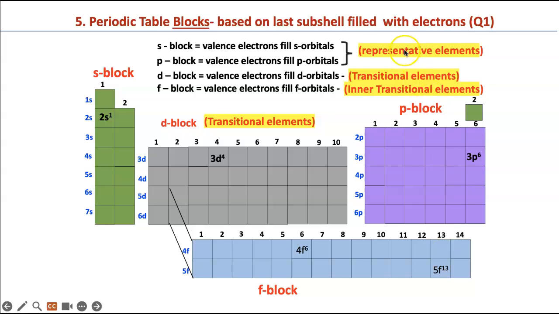And another new thing to remember is S and P orbitals are called representative elements because the group number exactly corresponds to the number of valence electrons in that block. So group 1 will have 1 valence electron, group 2 will have 2 valence electrons. And here, this would have 3 electrons, 1, 2, 3. This one will have 4 electrons, 5, 6, 7, and 8 electrons. The D group is called transition elements. And F block, because they fit inside D, are called inner transition elements.